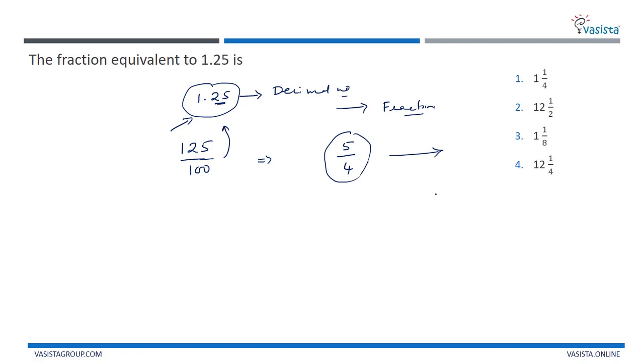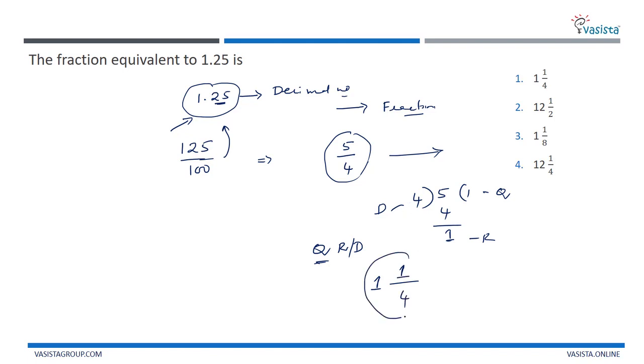So start dividing this by 5, 4, 4 1s are 4 and 1 remainder. You know how to present that, that is Q R D. What is the quotient here? Quotient is 1, this is the remainder, and this is the divisor. QRD: Q is 1, R is 1 remainder, and the divisor is 4. The answer is 1 1/4. The answer here is A, the first one.